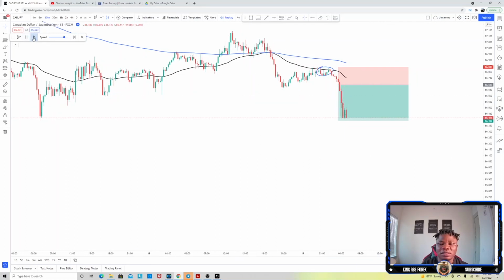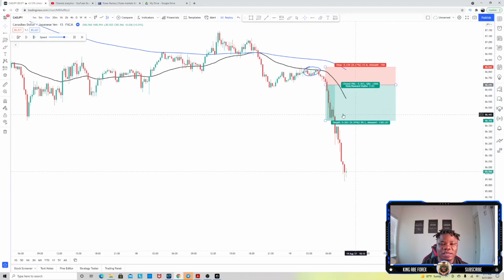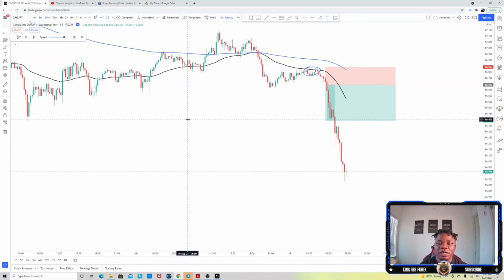Right there, we got our take profit, smash, risk to reward ratio 2 times, stop loss 15 pips. Our take profit target was 30 pips. We have 30 pips for our buy trade and 30 pips for our sell trade. So guys, this is how you use this strategy for a buy or for a sell trade.